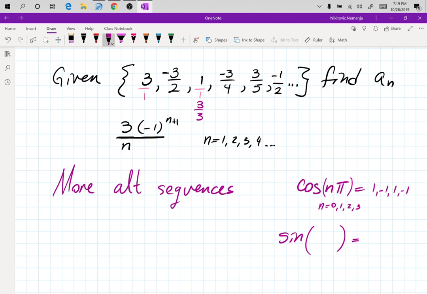n pi over 2. Amazing. Excellent. And it's going to start with 1. You have to start counting with 1. Because if n is equal to 0, sine of 0 is 0, so it doesn't fit the pattern, right? You have to start counting at 1. And it starts 1, negative 1, 1, negative 1, going on forever.